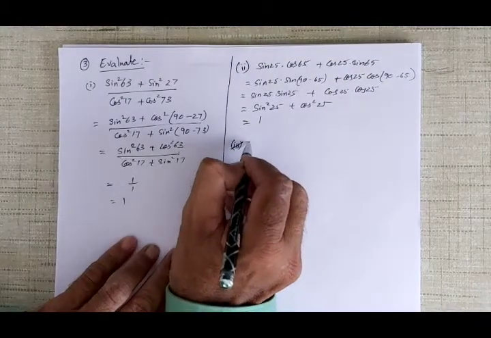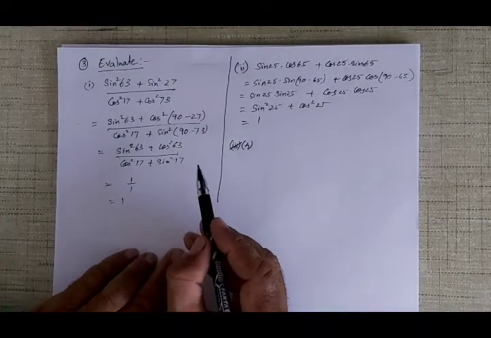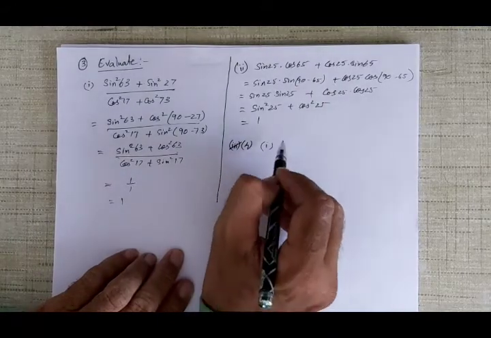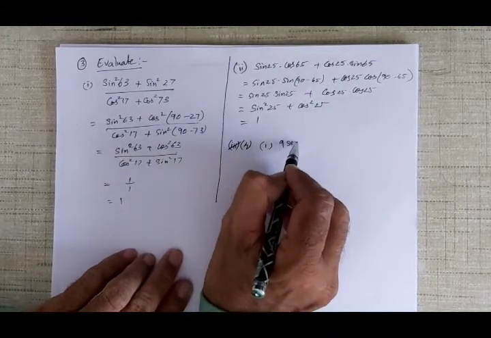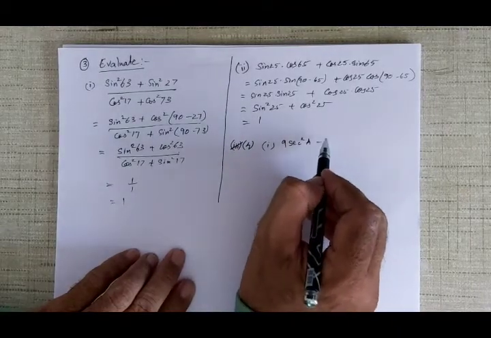Now question number 4. Choose the correct option to justify your answers. The first one says 9 sec square A minus 9 tan square A.